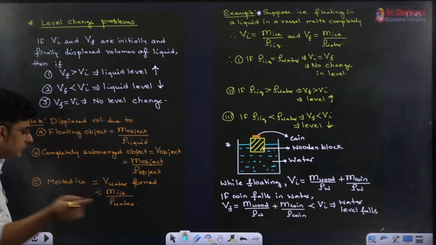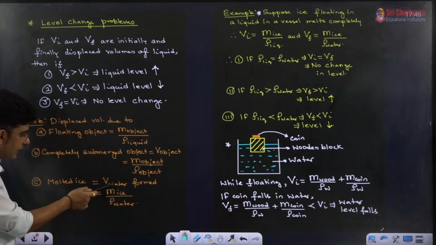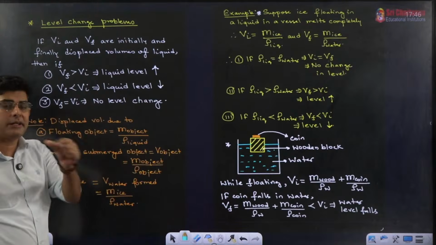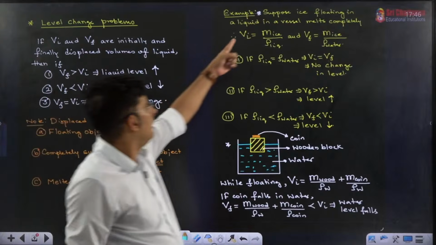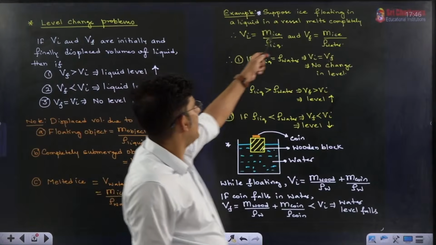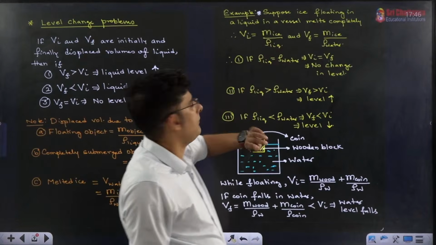And mass of water formed will be the same as mass of ice melted. So I can write this as simply mass of ice by density of water. So these are three important cases, kindly remember this. Now, as an example, or two examples, I have shown over here. Suppose ice is floating in a liquid in a vessel, and melts completely.